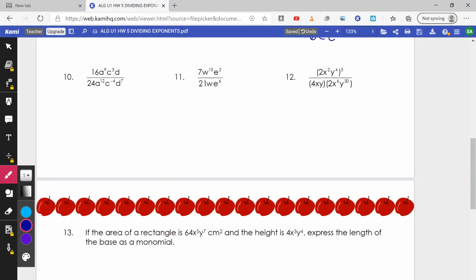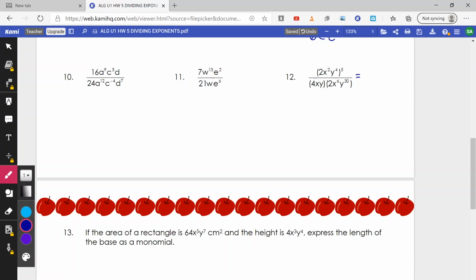And then number 12, I'll do number 12 as well. Number 12, we have 2x squared y to the 4th, all raised to the 5th. And then we have 4xy times 2x to the 6th, y to the 30th. So what I want to do is simplify to make my life easier. Instead of having all these exponents and multiplication going on, I'm going to use rules of exponents to simplify both the top and the bottom.